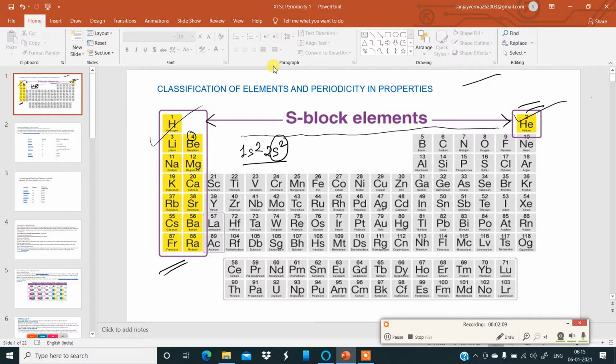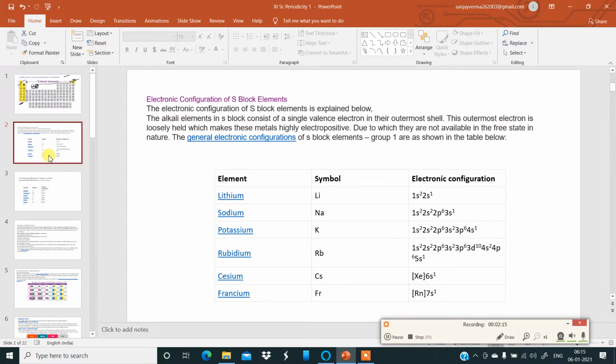Now going slightly in detail, in the next slide, looking at the electronic configuration of S block elements, my dear students, the electronic configuration is explained below. The alkali element in S block consists of a single valence electron in the outermost shell. This outermost electron is loosely held, which makes these metals highly electropositive, due to which they are not available in the free state in nature. The electronic configuration of S block elements in group 1 are shown over here.